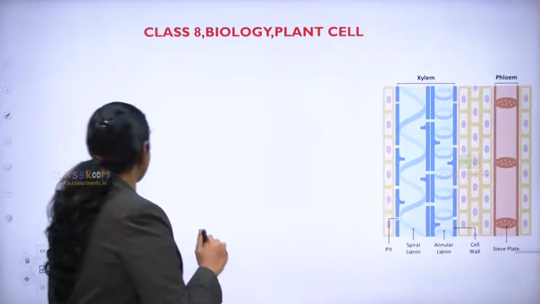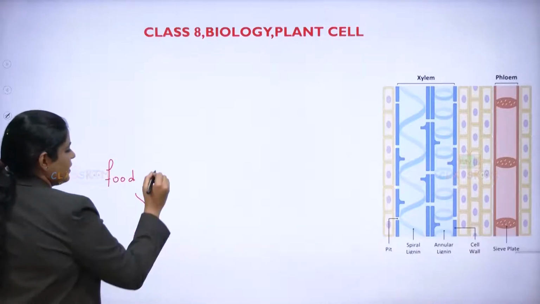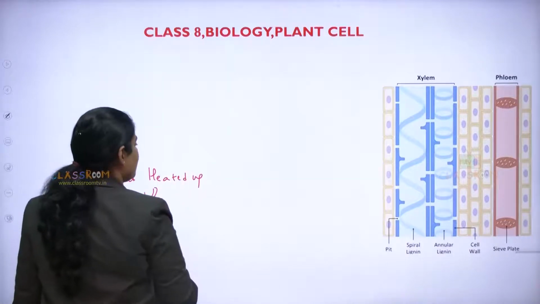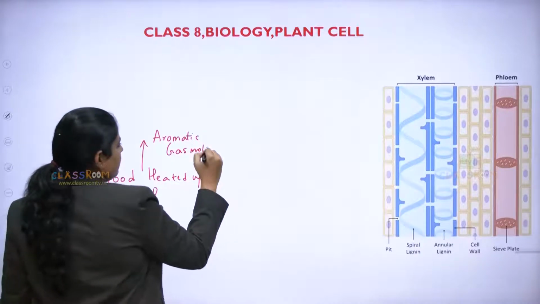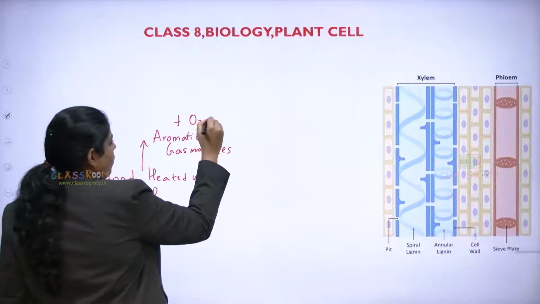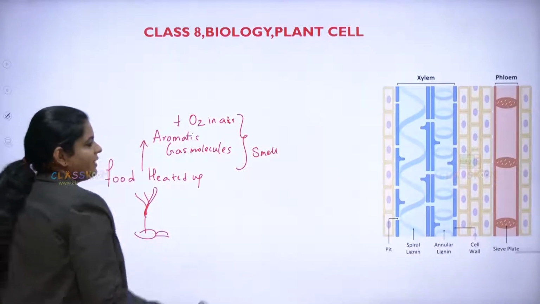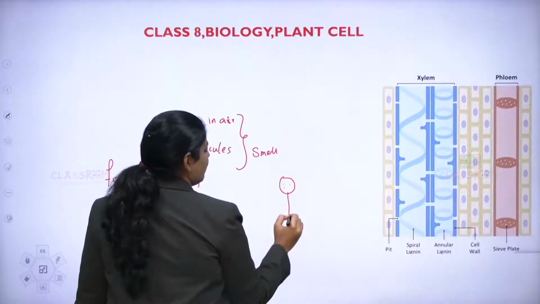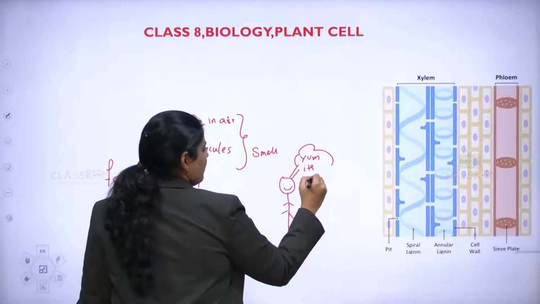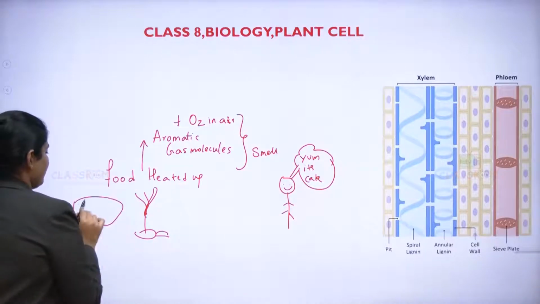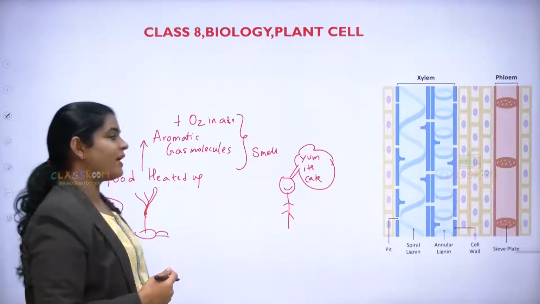So what happens exactly is, whenever food is heated up, aromatic gas molecules are released in the air. When these aromatic molecules combine with oxygen in the air, that's when you can get that smell, and you'll be like, yum, it's a cake that's baking. Similarly, if there is a cold cake, you can't smell it.